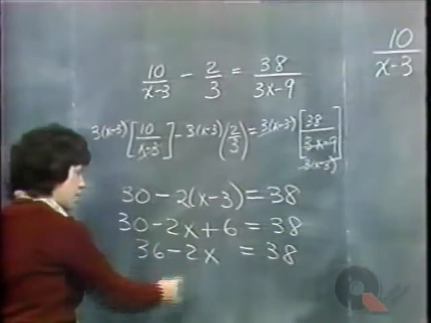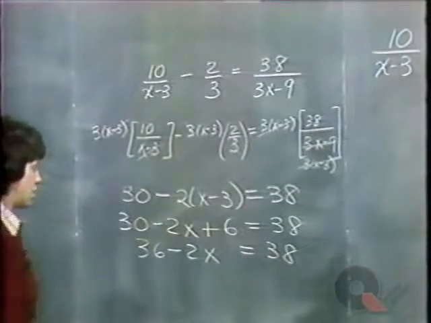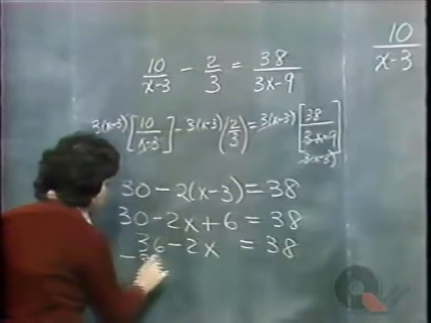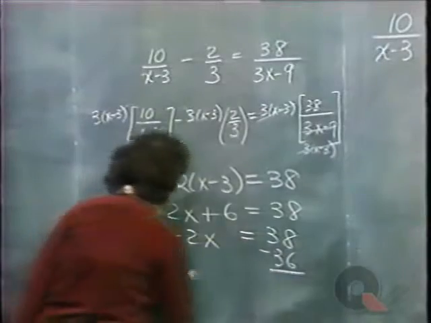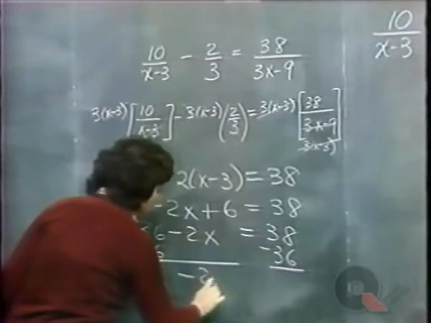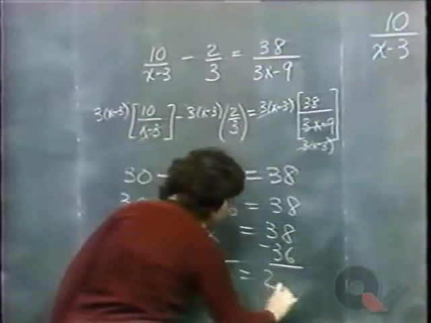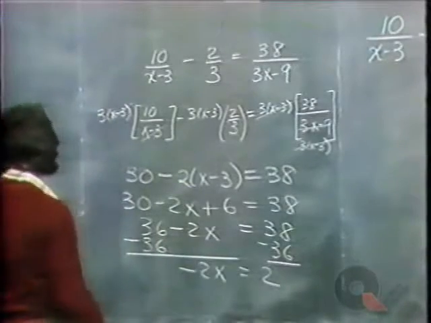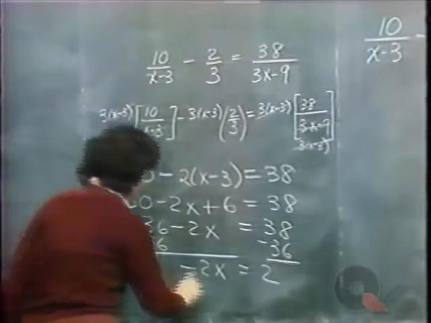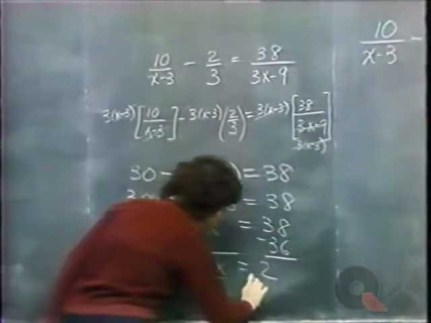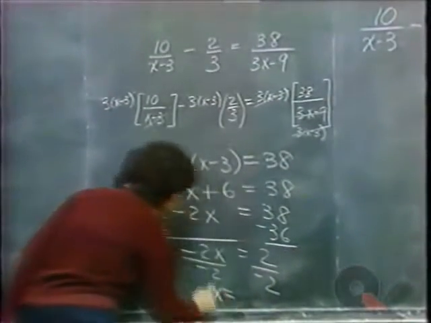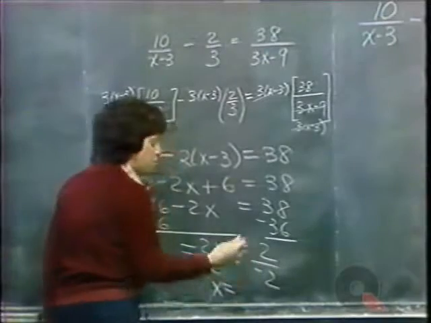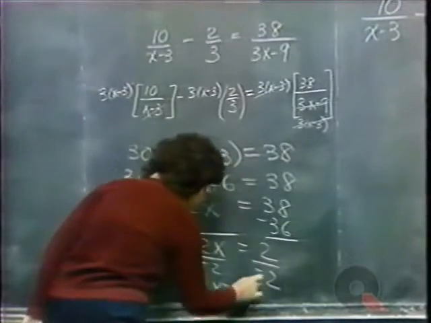Now we would like to solve for x. We'd like to get x alone on one side of the equation. We will subtract 36 from both sides of this equation and get minus 2x is equal to 2. And finally, to get x alone, we will divide both sides of the equation by minus 2 and get x equals 2 over minus 2, which gives you minus 1.